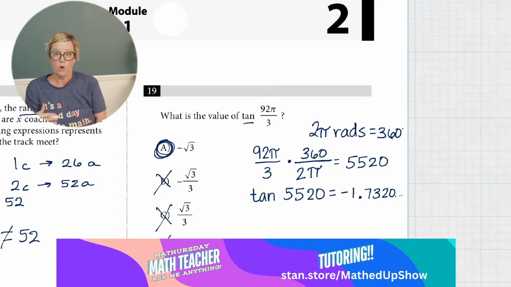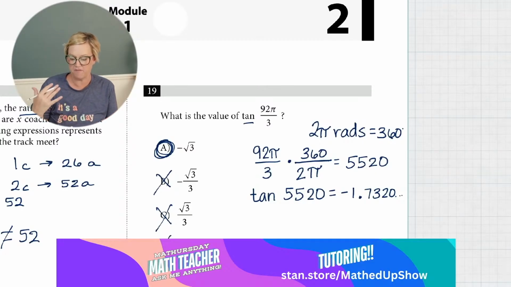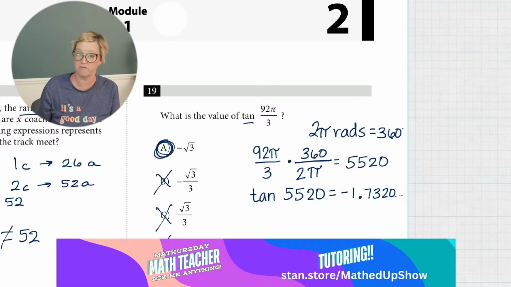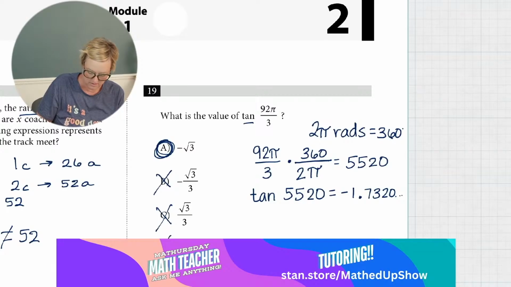Now with a unit circle, or if I convert this into 5520, you can use your special right triangles, because you are given your special right triangles, right? So 5520, well, let's see, 92. What would be the reference angle?